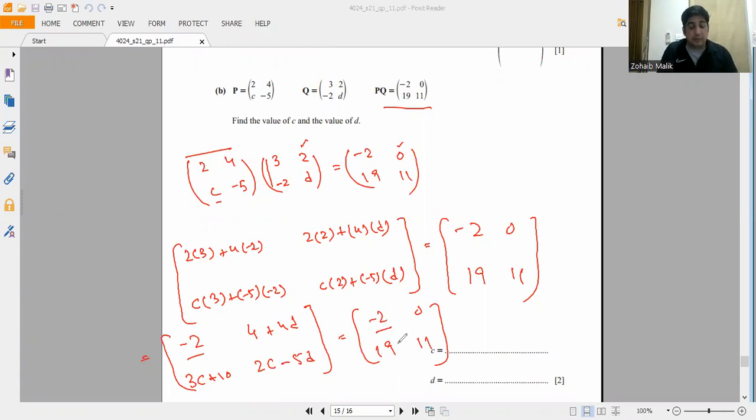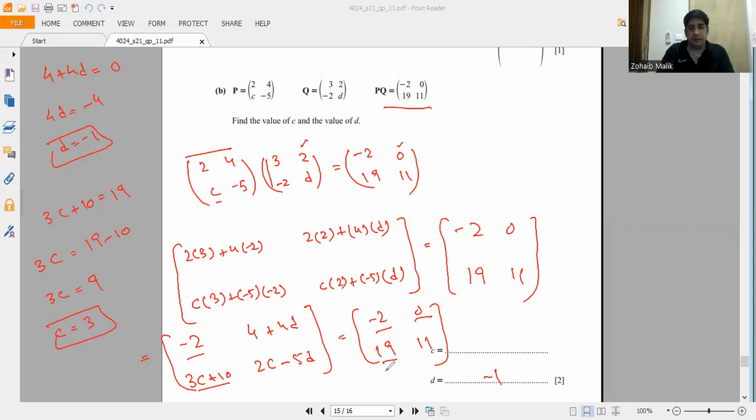-2 and -2, because the two matrices are equal, we can take the corresponding elements as equal. Now we can't equate these two because no unknown variable is involved. So let's equate 4 plus 4D to 0. So 4D is equal to -4, so D is equal to -1. Next, to find C, 3C plus 10 is equal to 19. So 3C is equal to 19 minus 10, so 3C is equal to 9 and C is equal to 3, because we divided.